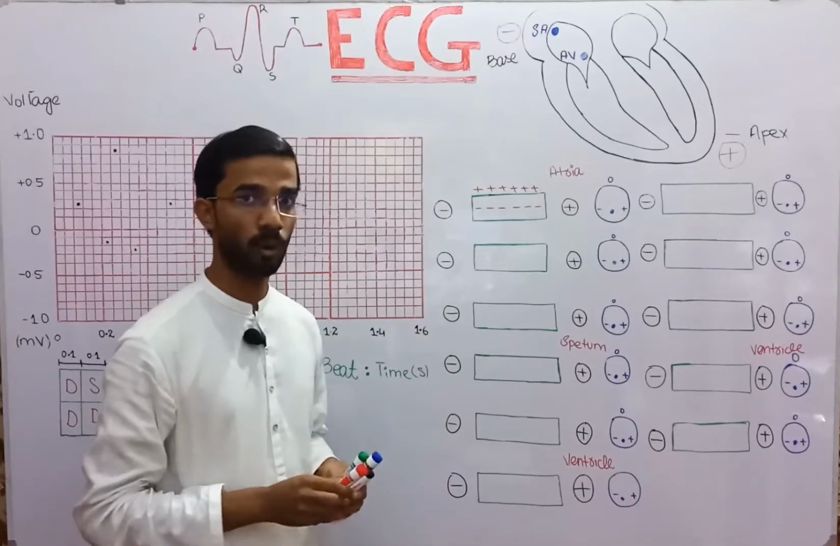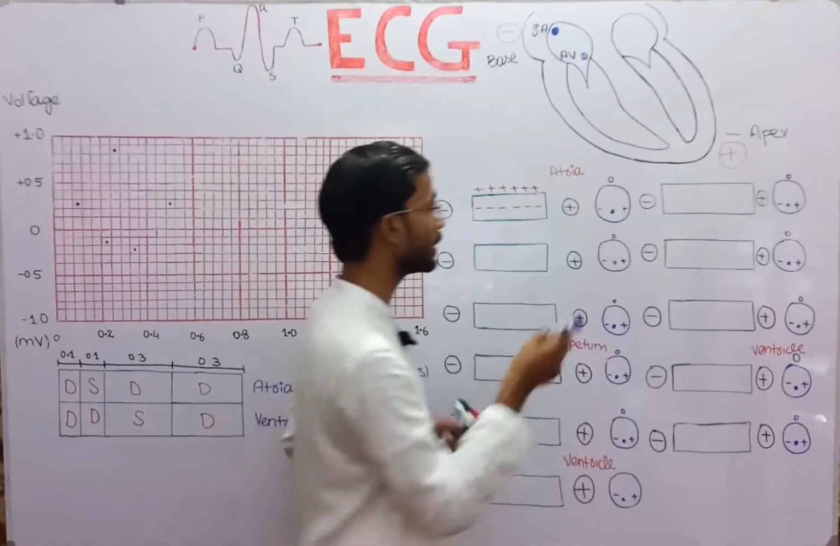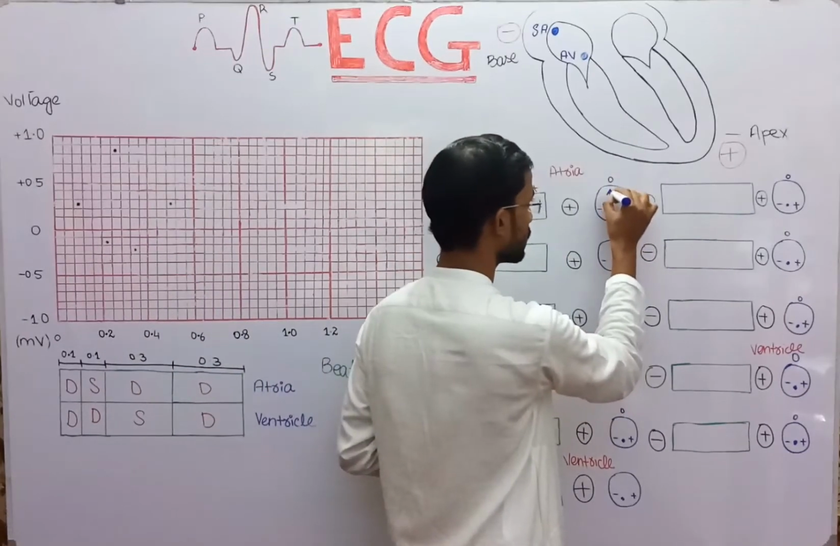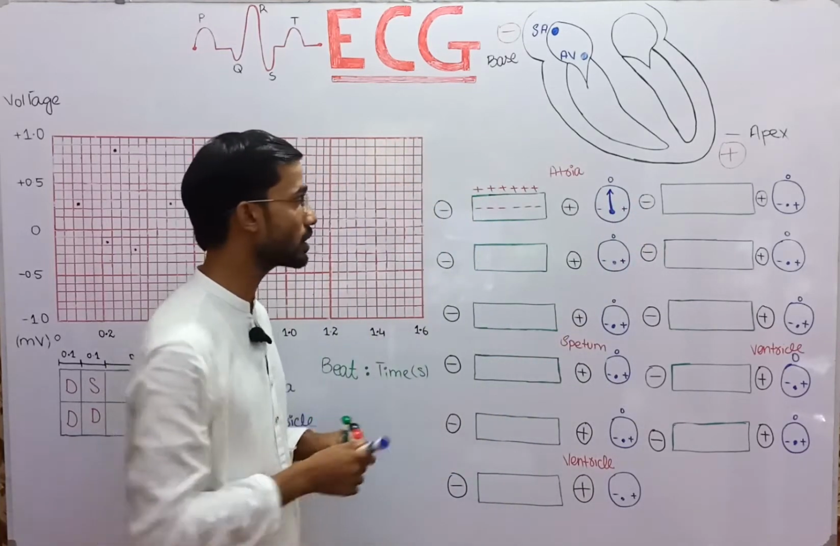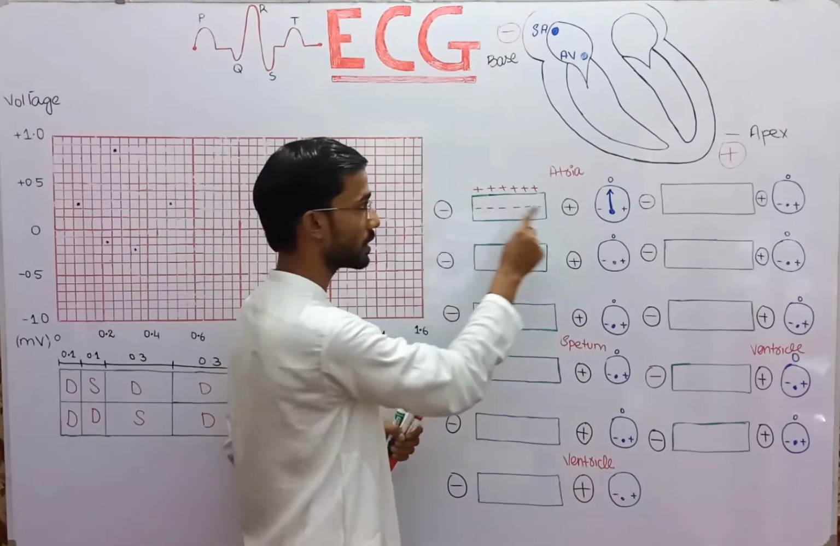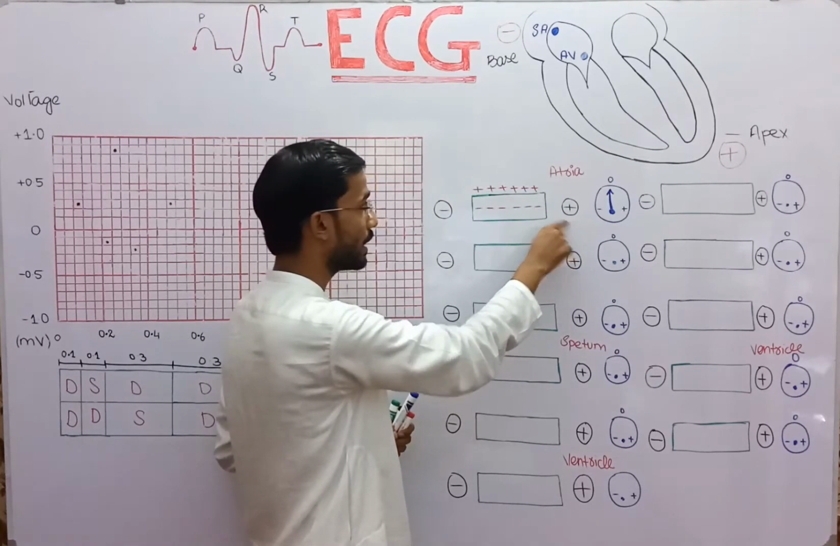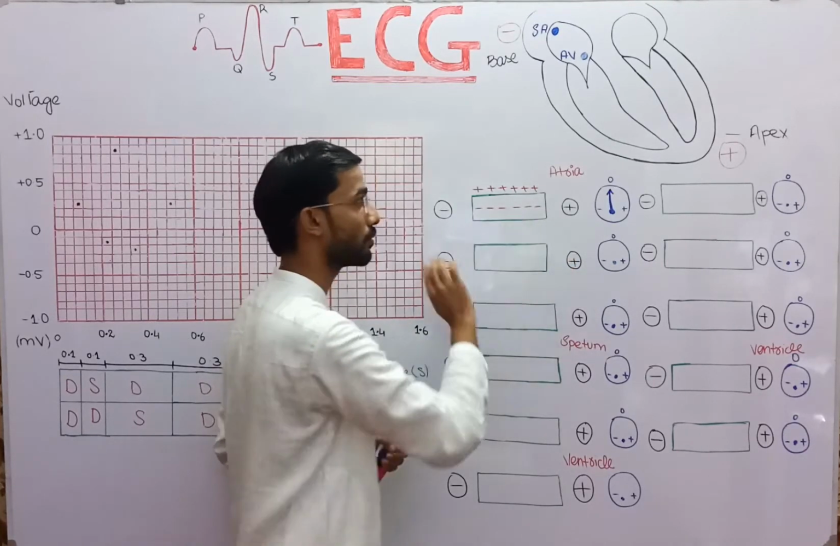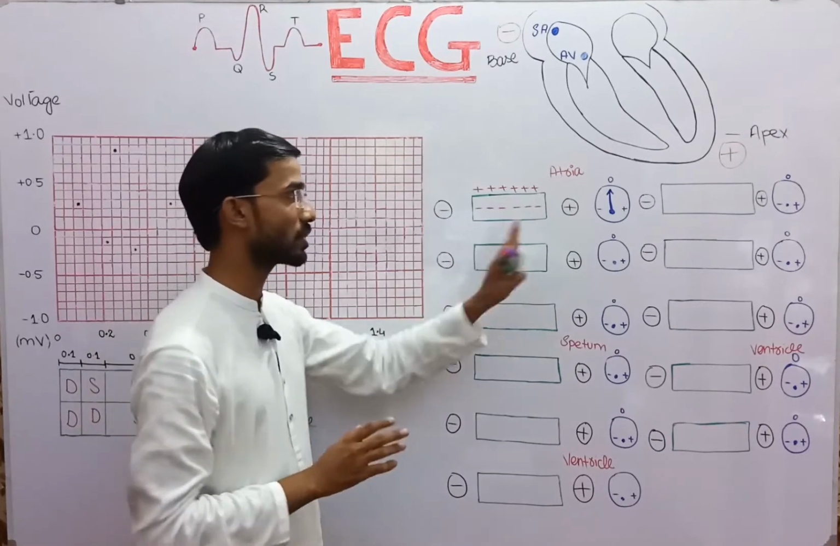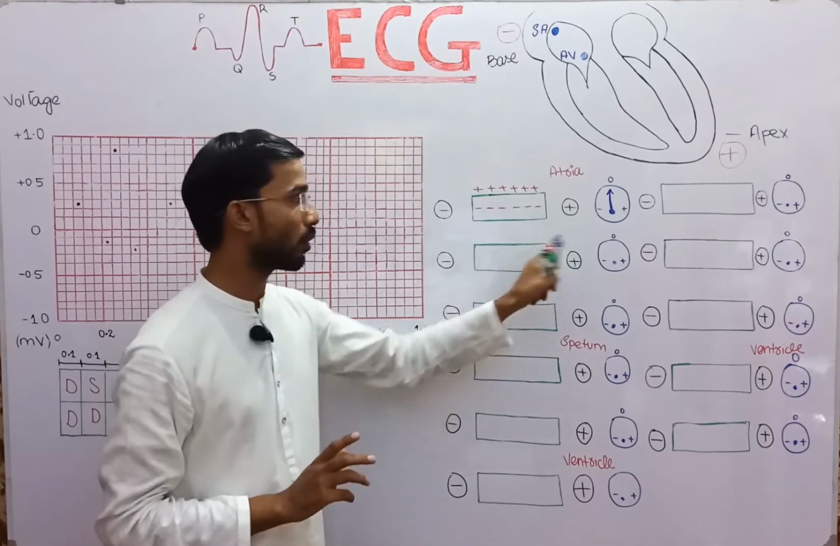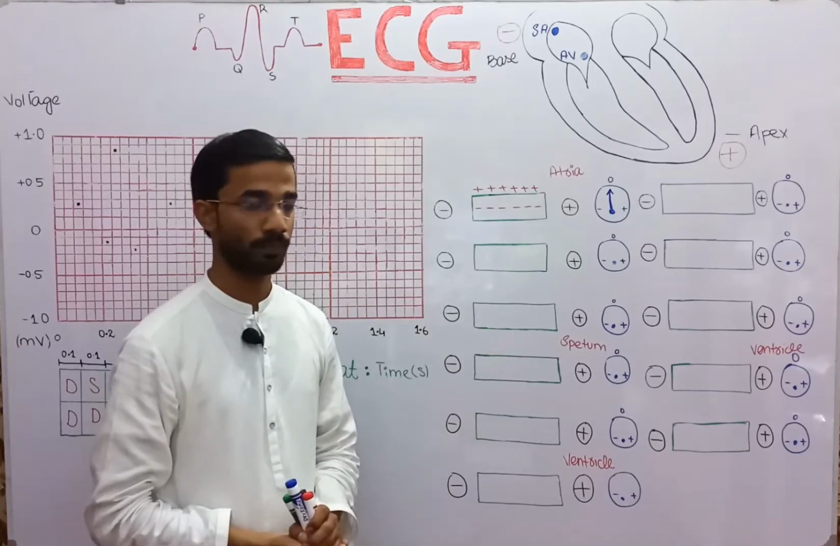This is the polarized state, and the meter reads it as 0 volt, because this is the negative charge, this is the positive charge, and inside the charge will be the same, so there is no potential difference and the voltage will be 0.